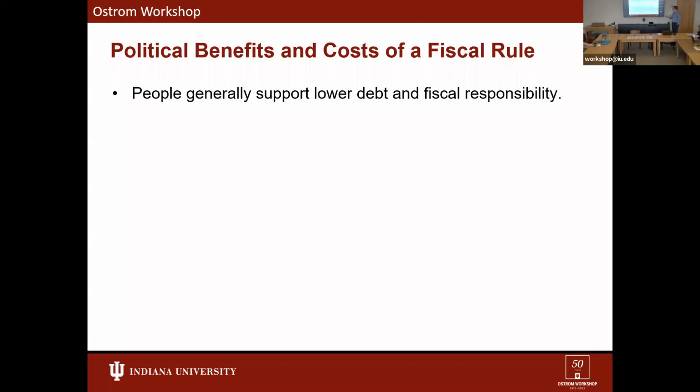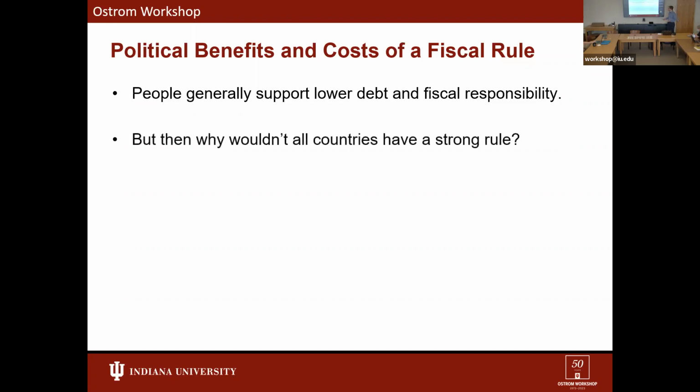And that relates to one of the main obvious political benefits of a fiscal rule, which is that people generally support lower debt and fiscal responsibility. If you ask 100 people, do you prefer more debt or less debt? More fiscal responsibility or less fiscal responsibility? Everyone's going to say they prefer less debt and more fiscal responsibility. But if that's really the case, then why wouldn't all countries have a strong rule?